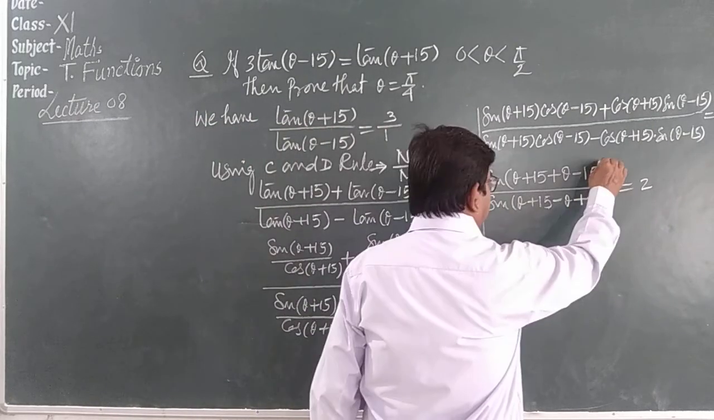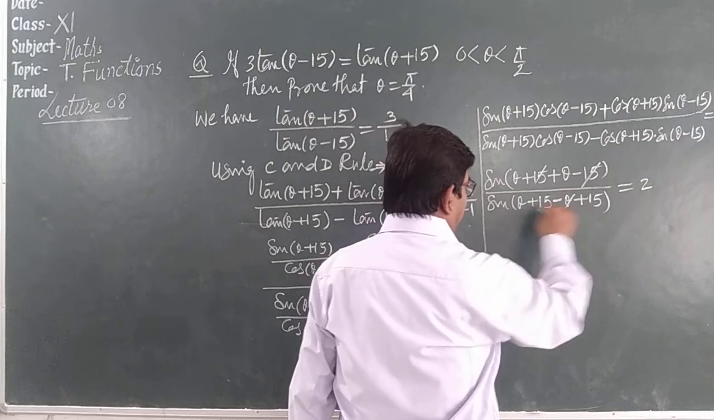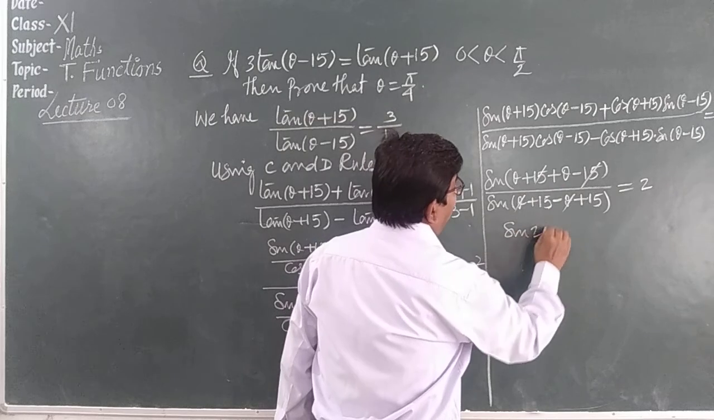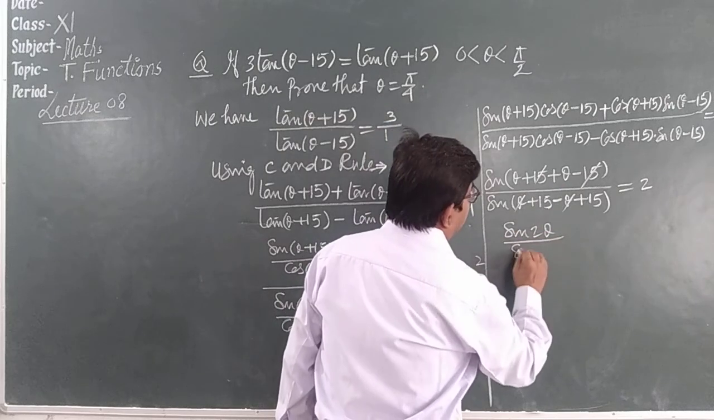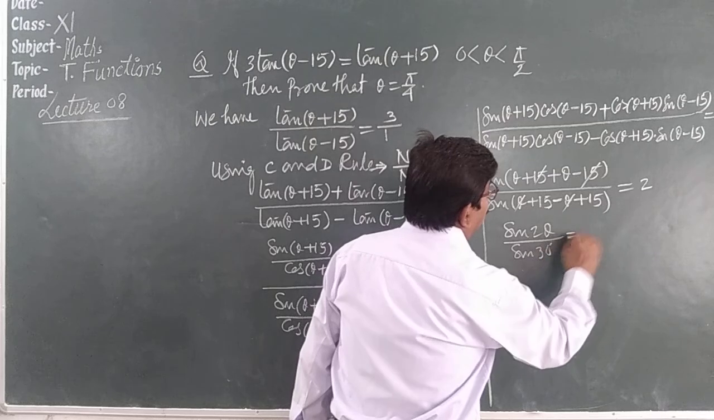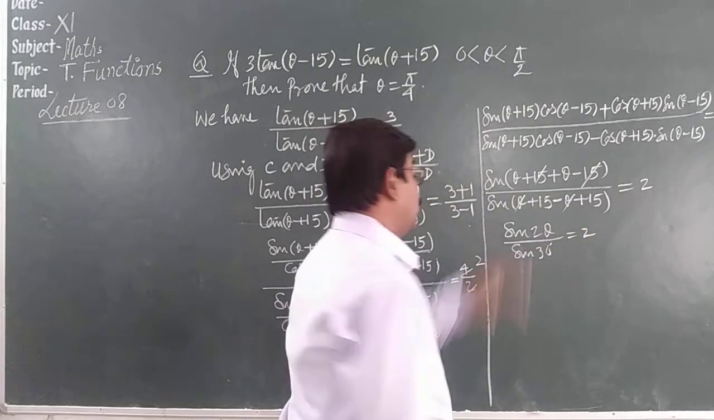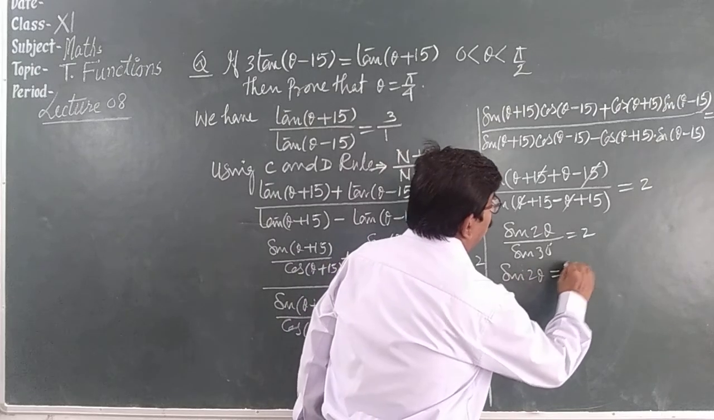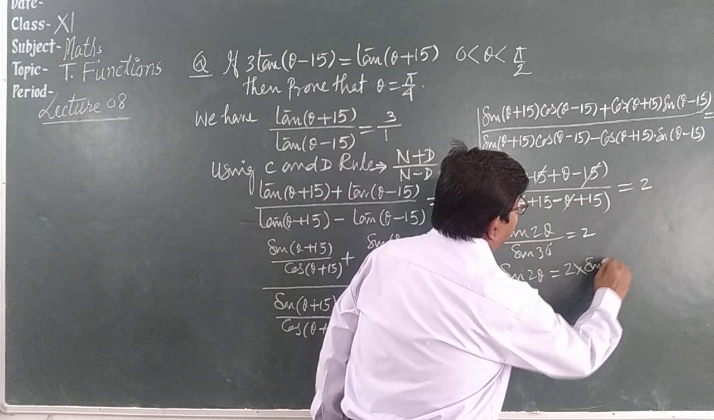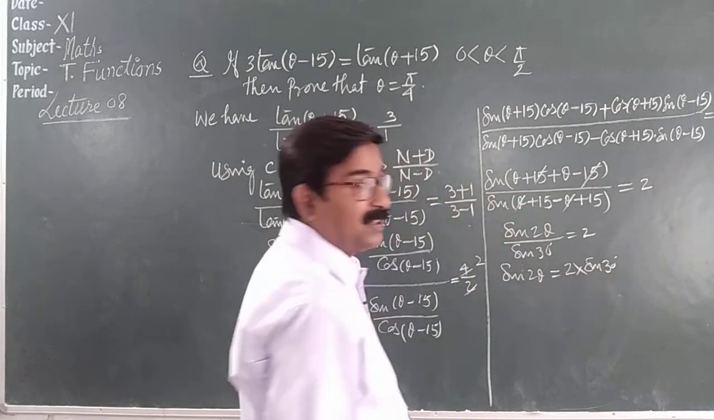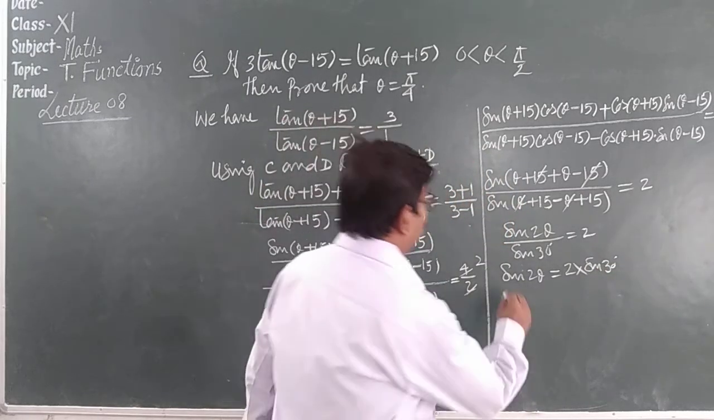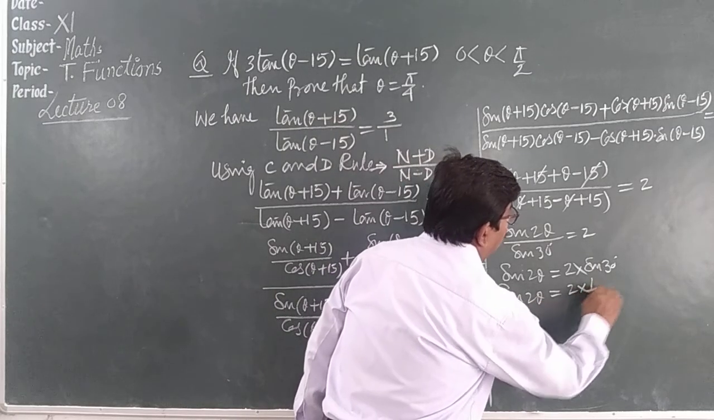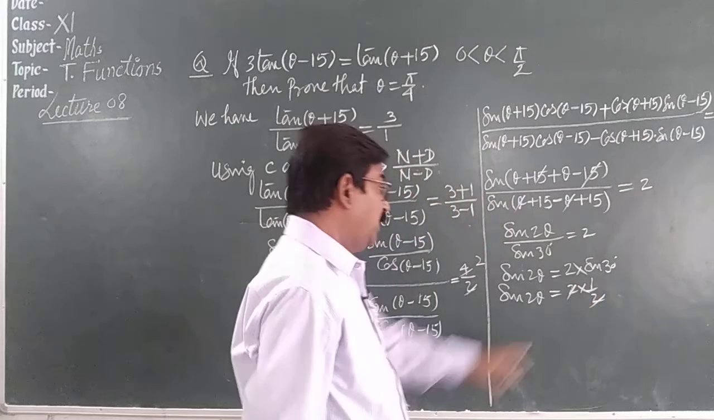So see, here 15 and 15 will go, and theta and theta will go in the denominator. In the numerator theta plus theta is 2 theta. So we have sine 2 theta upon sine 30 degree is equal to 2. Cross multiply: sine 2 theta is equal to 2 into sine 30 degree, and the value of sine 30 degree is 1 upon 2. So sine 2 theta is 2 into 1 upon 2, the 2s go, we have 1.